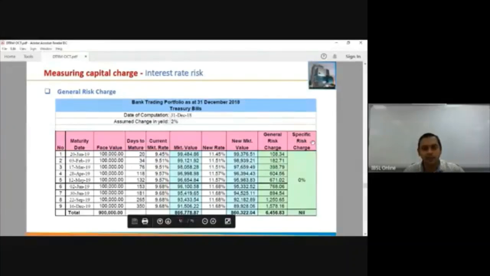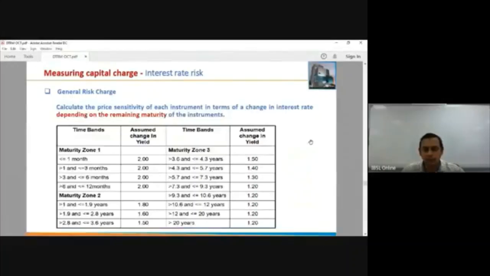You all can see the slides, no? Yes, we can see. Okay, so forget about this maturity zone. It is applicable if there are disallowances, but in Sri Lanka we have not permitted them. You can see these are the same changes in yield given by the regulator or the Basel Committee. As I said, for anything below 12 months, your change in yield is 2%. You need to assume that your yield will change by 2%.